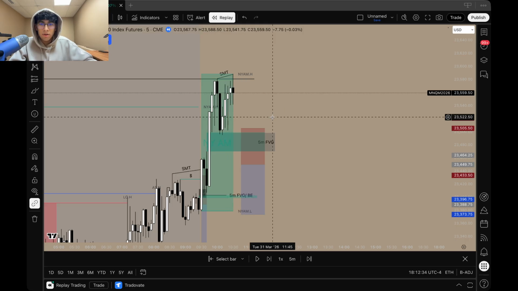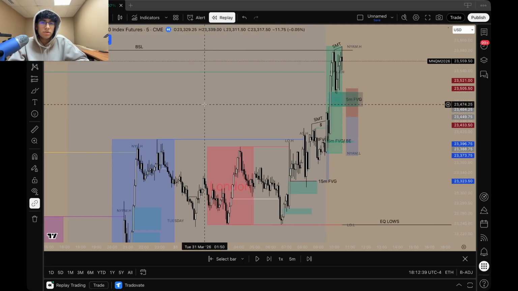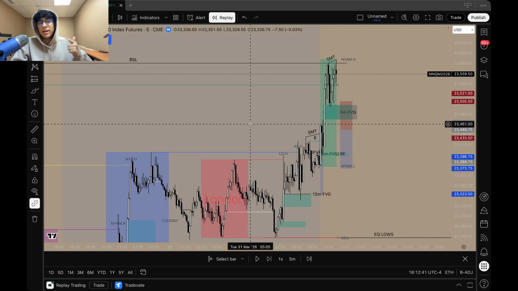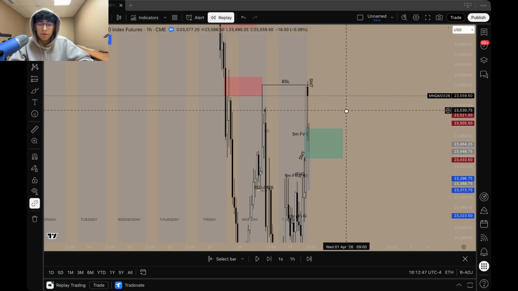It gets taken out right here, right? Then we get an SMT with ES, right? Beautiful. This is honestly already great. We have a buy side liquidity sweep. We have an SMT for shorts with ES, and we also have a 1 hour gap tap. This is also very good so far.